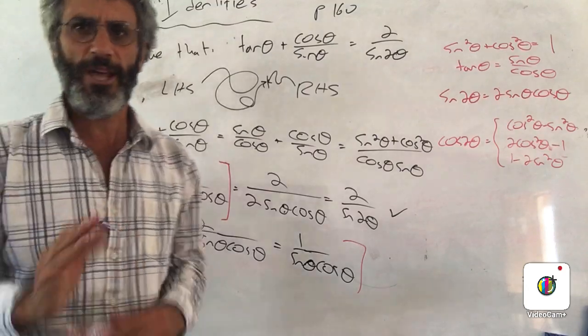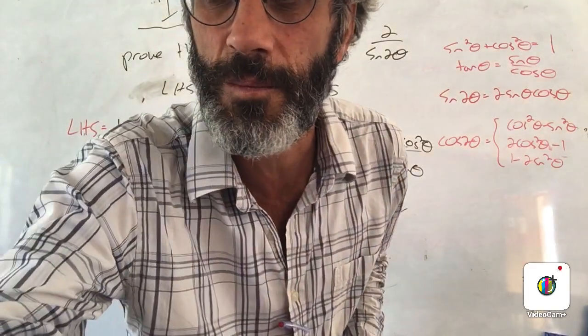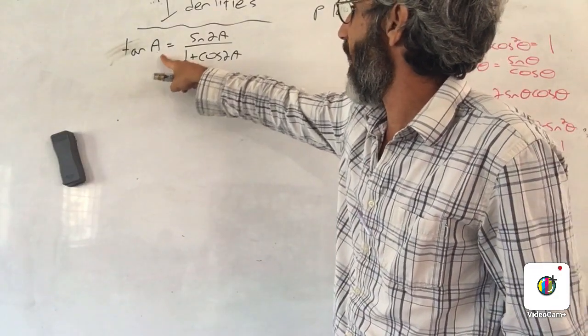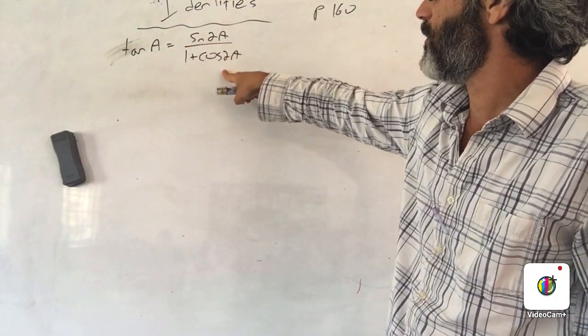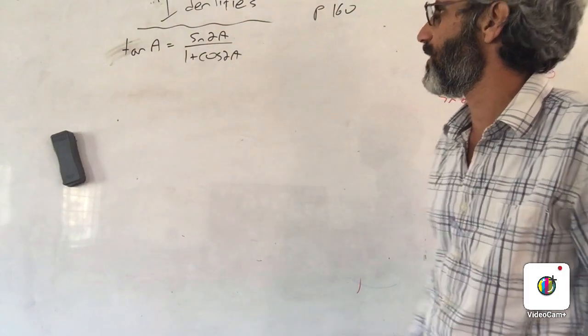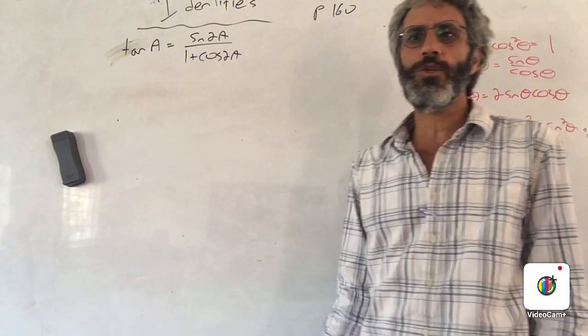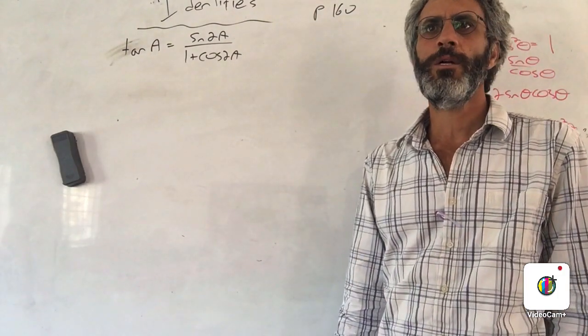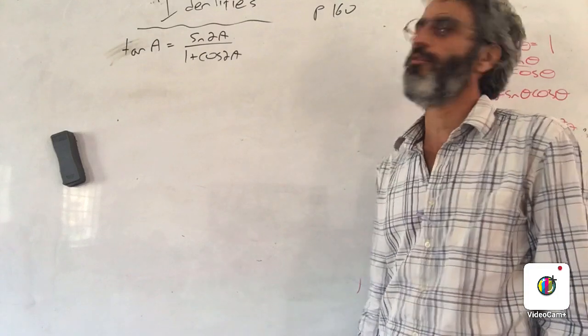Understand? That's just to make sure that you'll get all the marks. The next one is we need to prove that tan A equals sine 2A divided by 1 plus cosine 2A. Now, I normally tell you start from the left, get to the right. But here I shouldn't really start from the right.